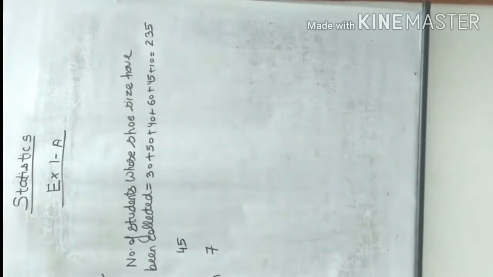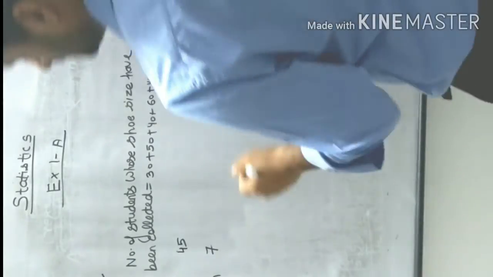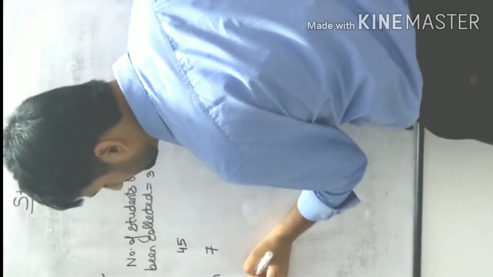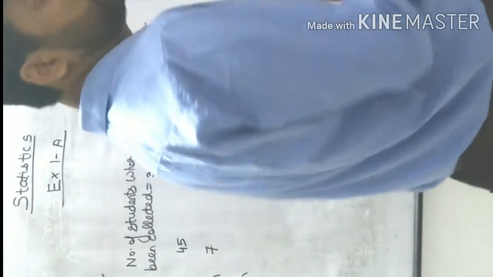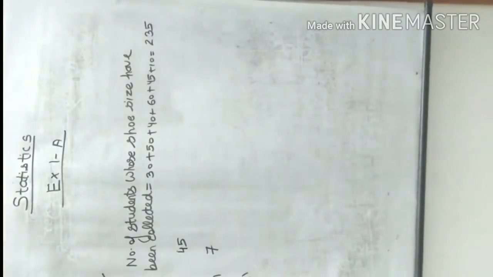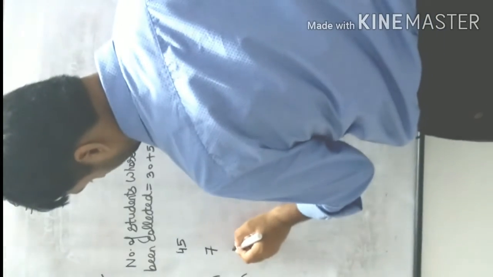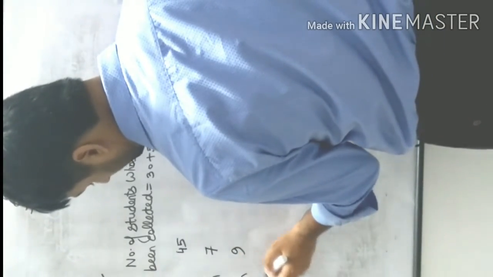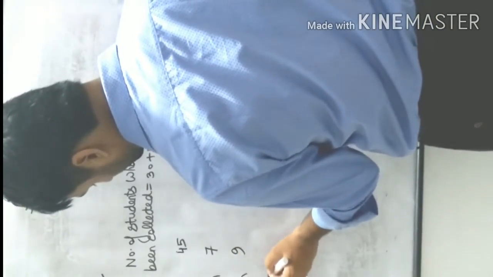Then fourth part, which shoe size caters to minimum? That means which shoe size is worn by the minimum number of students. So find the bar which is having the least height. That bar is having 10 students only. And which shoe size is that? So 9. That means shoe size 9 is worn by very few students.